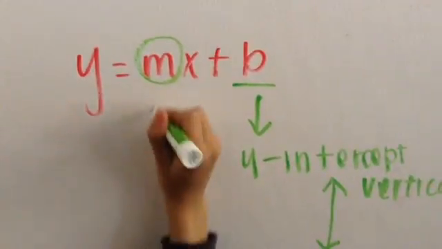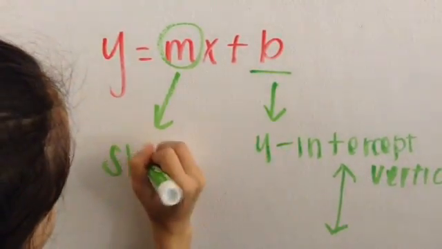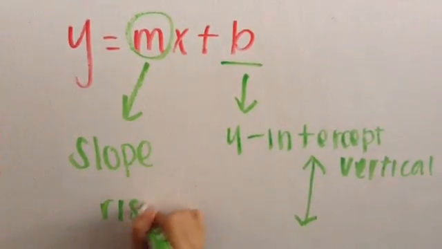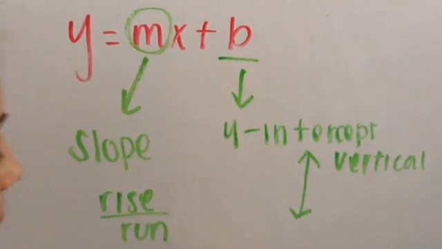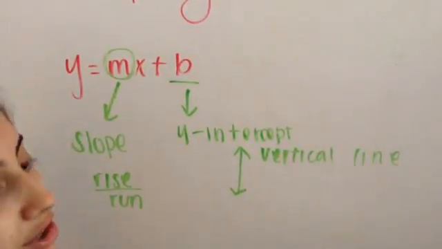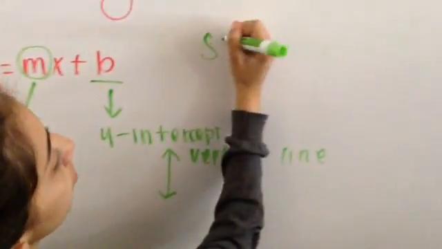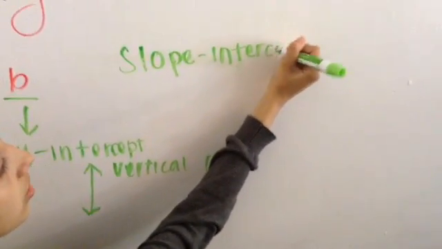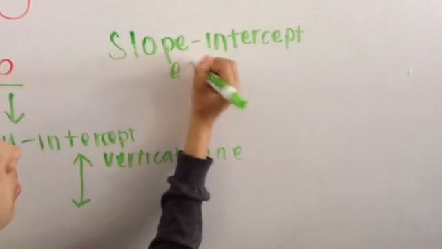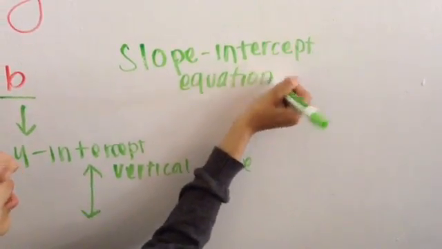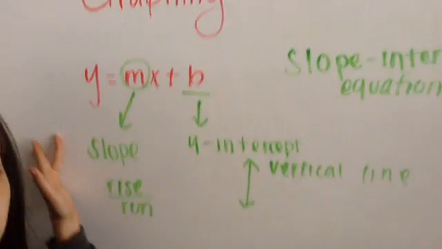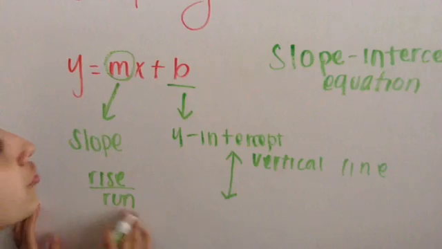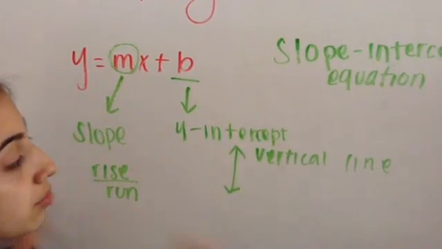And m right here is the slope. So this would be known as the rise over the run. This first equation that we're talking about is known as the slope-intercept equation. This is the slope-intercept equation, and then we'll start talking about a different formula that can be written in standard form, and whichever way is easier, you can use both to be able to graph.